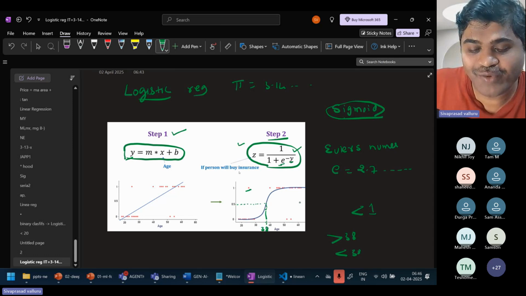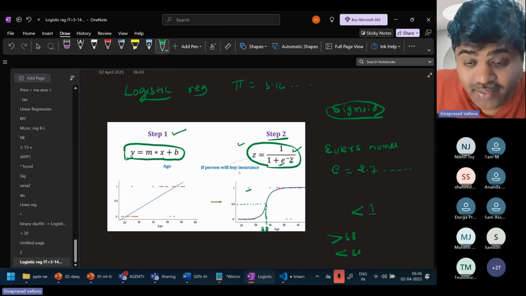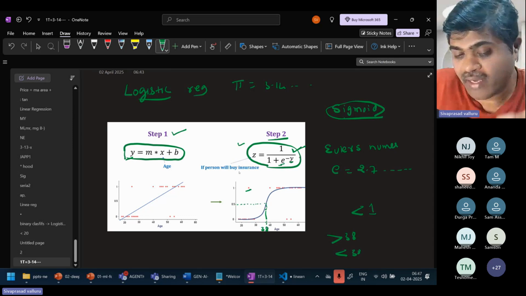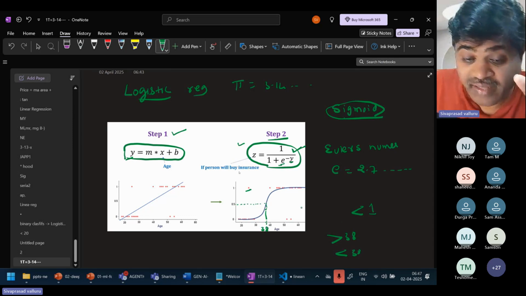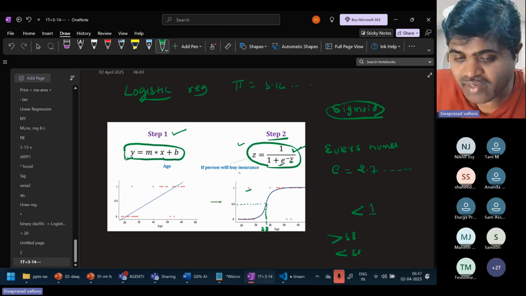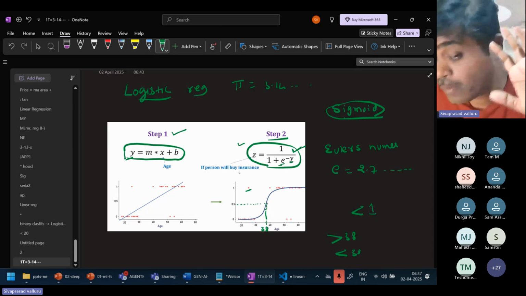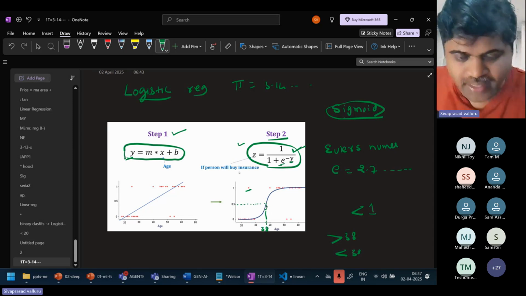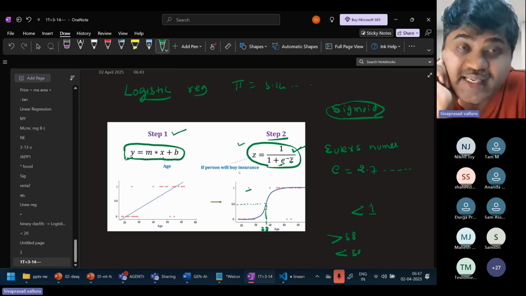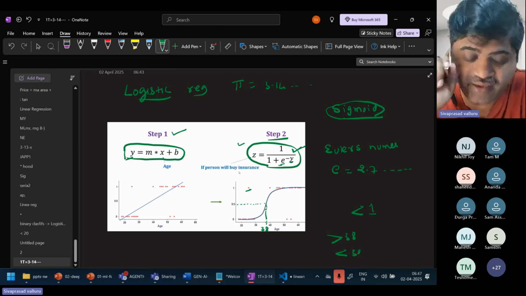We will get a value between 0 and 1 if I apply step 2. And according to my logic, if the predicted value is greater than 0.5, I'll consider that the person will probably buy an insurance. And if it is less than 0.5, he will not buy an insurance. So this is the idea behind logistic regression.